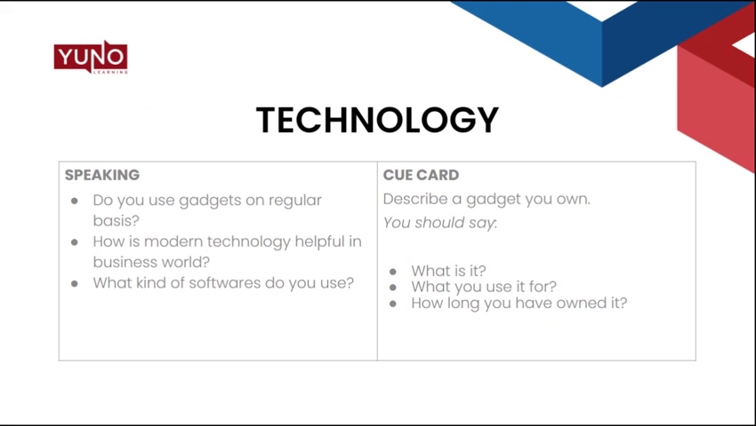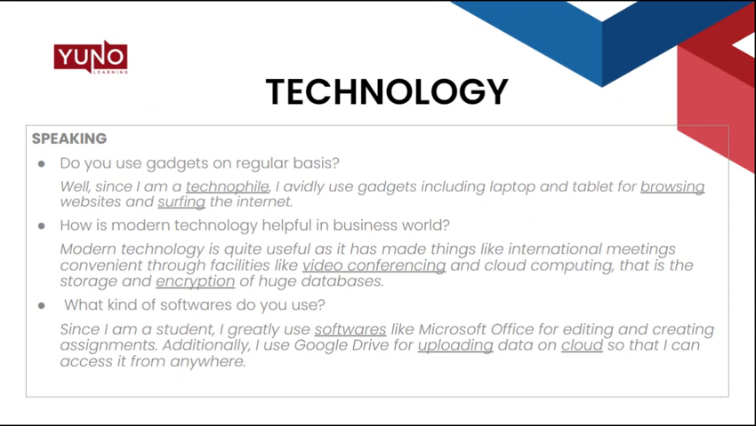And then there's a cue card question: describe a gadget you own. You should say what it is, what you use it for, and how long you have owned it. Now let's try answering some of these questions with the vocabulary we learned today. Firstly, do you use gadgets on a regular basis? Well, since I am a technophile, I avidly use gadgets including a laptop and tablet for browsing websites and surfing the internet.